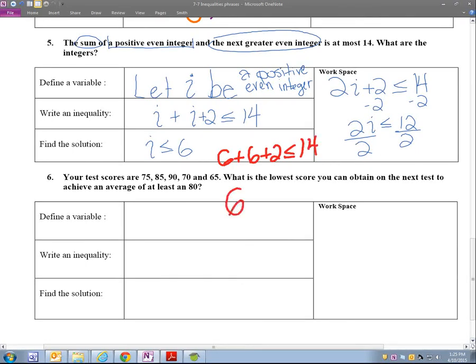Do you agree that 6 plus 2 is 14? Yeah. Do you agree that 14 is less than or equal to 14? Yes. So that's how that works. That's true. Now let's use one that's less than 6. Let's do negative 4. Negative 4 plus negative 4 plus 2 is less than or equal to 14. We have negative 8 plus 2, which is negative 6. Do you agree that negative 6 is less than or equal to 14?